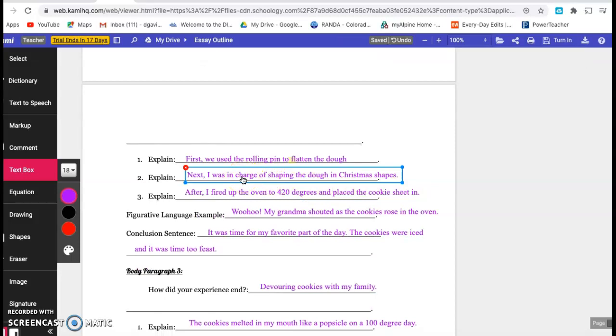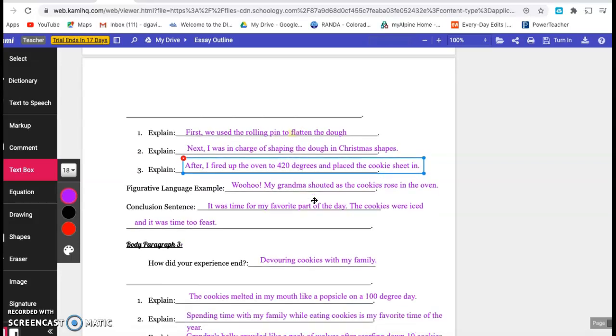happened. It could be a football game, a baseball game, any play, a dance recital, a hike with your friends. Anything you choose. Take us through that exact process and your experience with it. Next, I was in charge of shaping the dough in Christmas shapes. After, I fired up the oven to 420 degrees and placed the cookie sheet in.